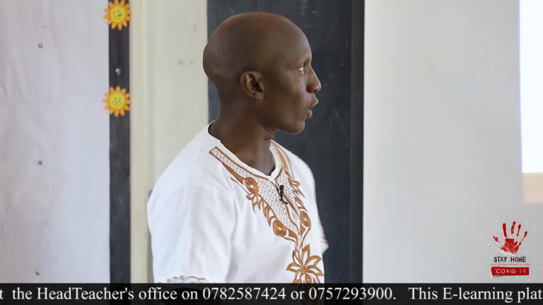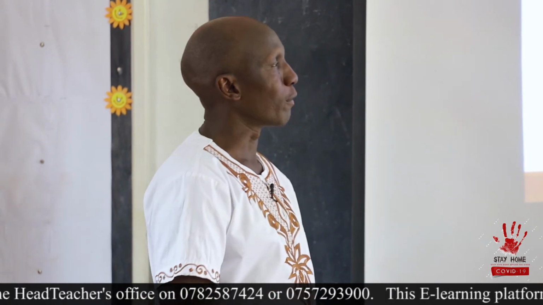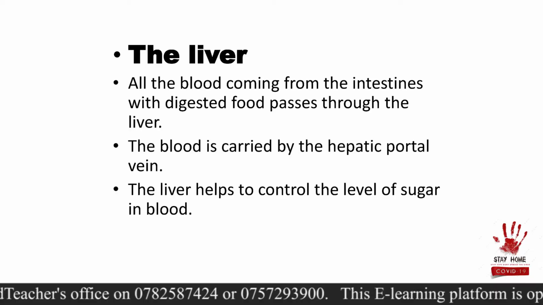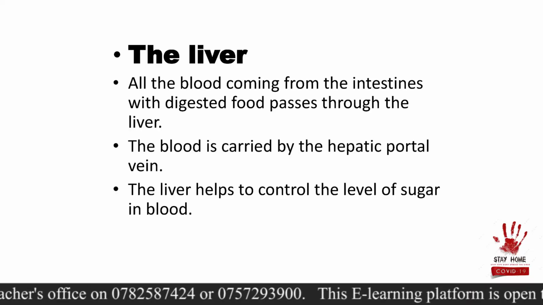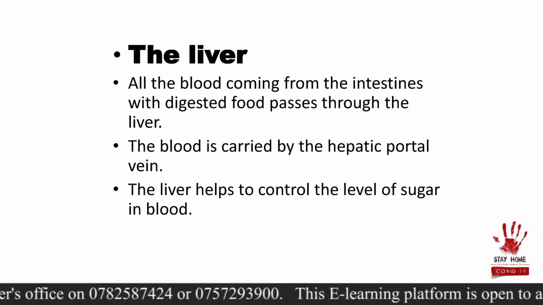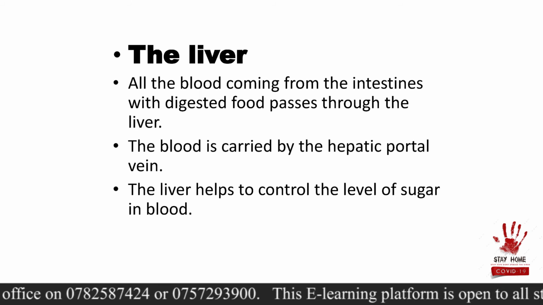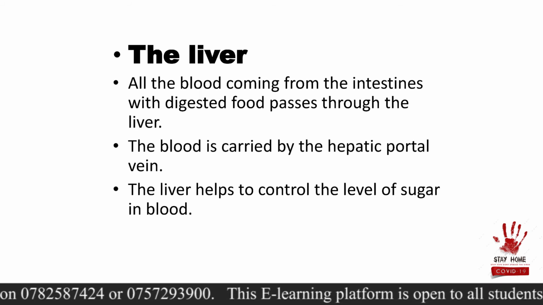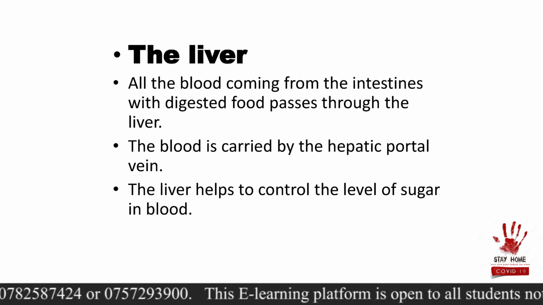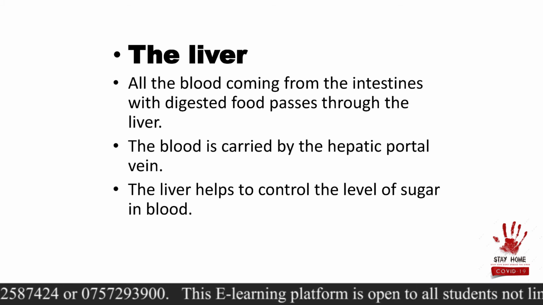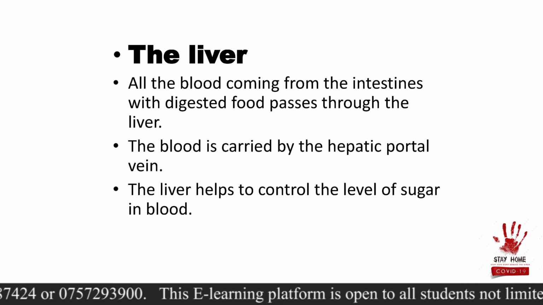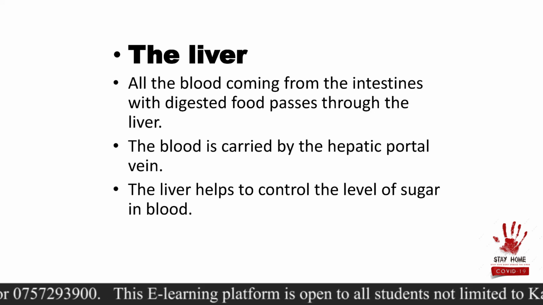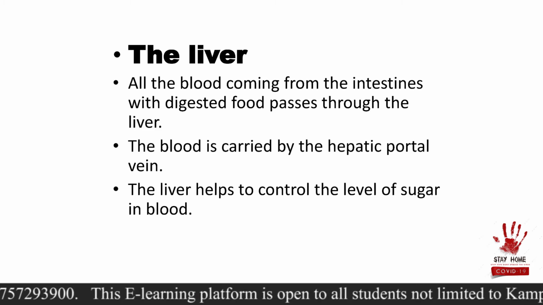The next body organ is going to be the liver. Fine, look at it. The liver, we learned about it in P4. It's a very big organ in the body. In fact, it's the biggest internal organ in the body. It has got over 10 functions. It is actually our factory in the body. So this liver performs several functions and must be supplied with enough food. So you have already seen all the blood coming from the intestine with digested food will pass through the liver. This blood is going to be carried by the hepatic portal vein.